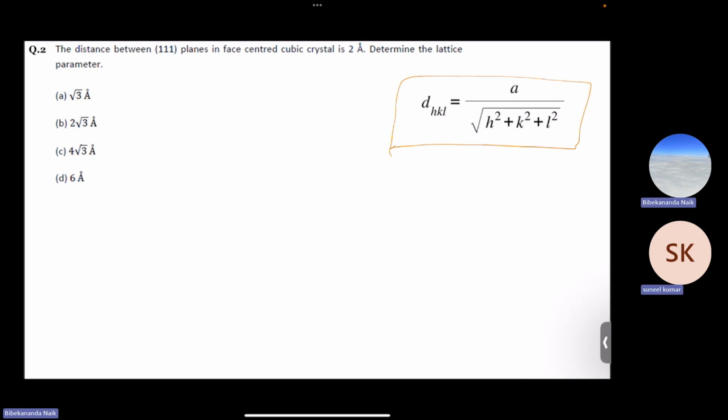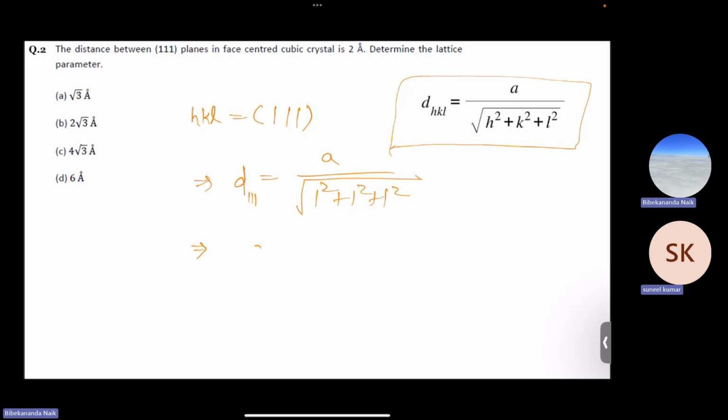You see, the formula for interplanar spacing is d_HKL equals a divided by root over h square plus k square plus l square. So here the HKL value is given. HKL is 1, 1, 1. So d_111 will be a divided by root over 1 square plus 1 square plus 1 square.